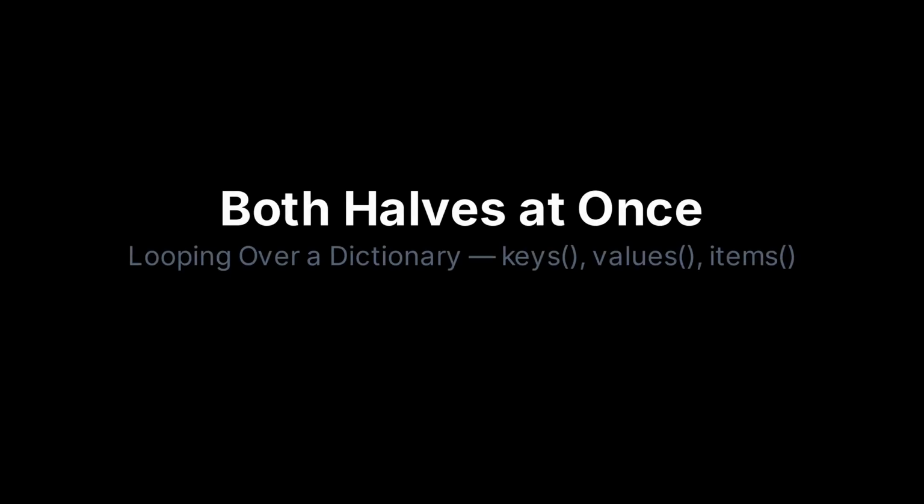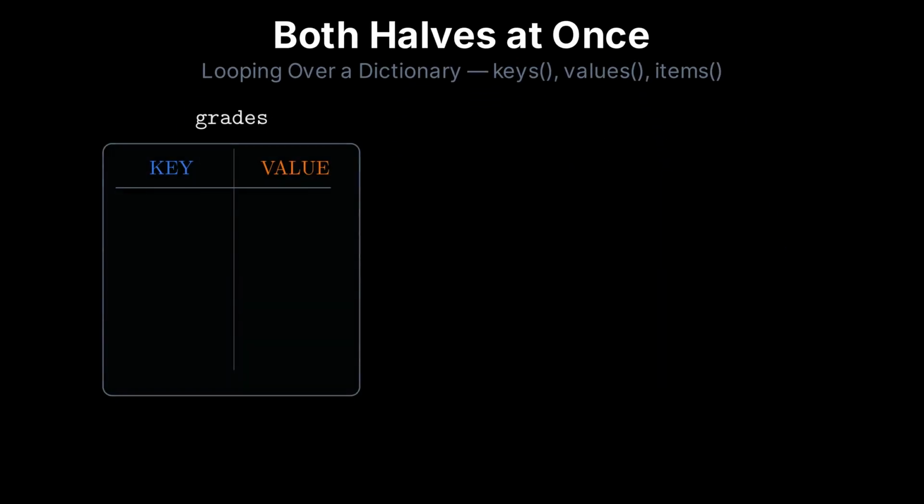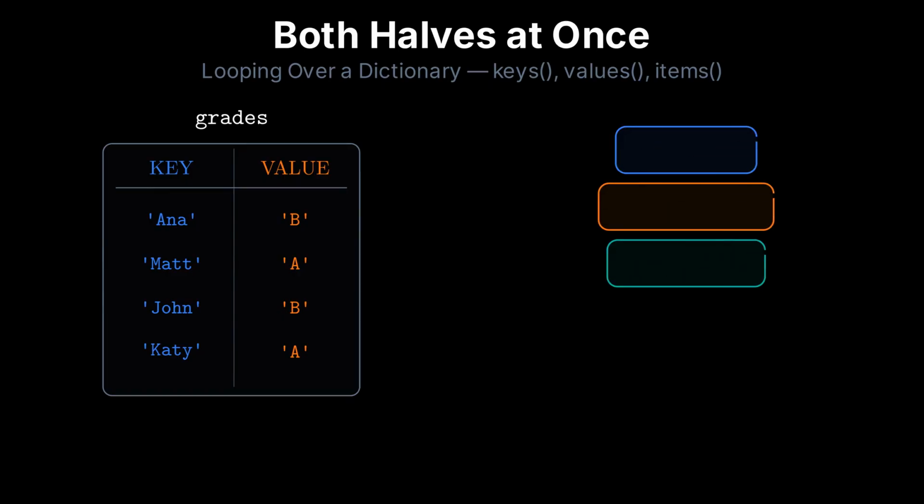A dictionary stores your data as entries, each one a key paired with a value, but storing it is only half the job. To actually use a dictionary, you have to walk through its entries and act on them. Python gives you 3 windows into a dictionary for exactly that: keys, values, and items. Throughout this video, we'll work with one running dictionary of student grades that maps each name to a letter grade.